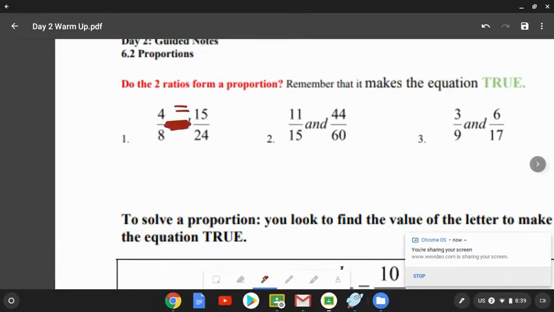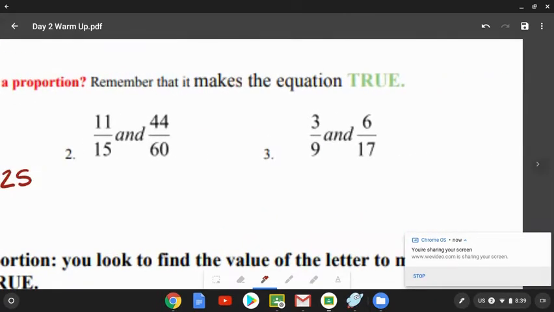Well, when you type in 4 over 8 in your calculator, you get 0.5. However, when you type in 15 divided by 24, you get 0.625. So are they a proportion? No, they are not.